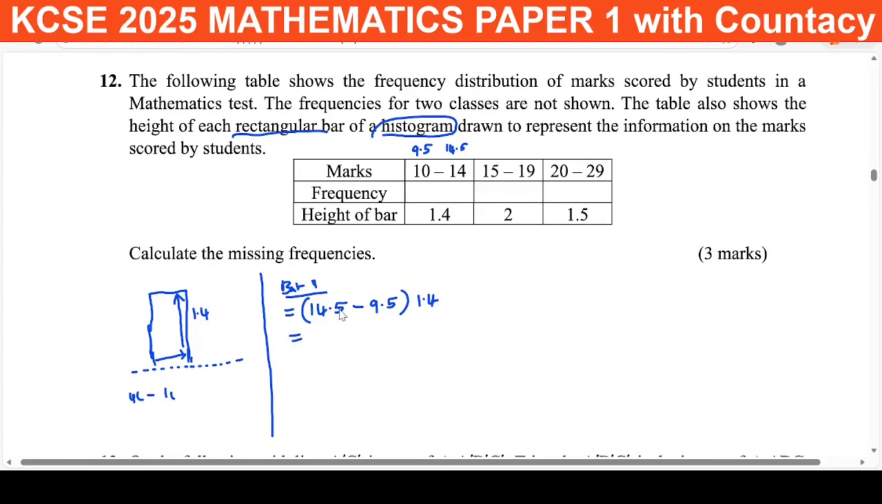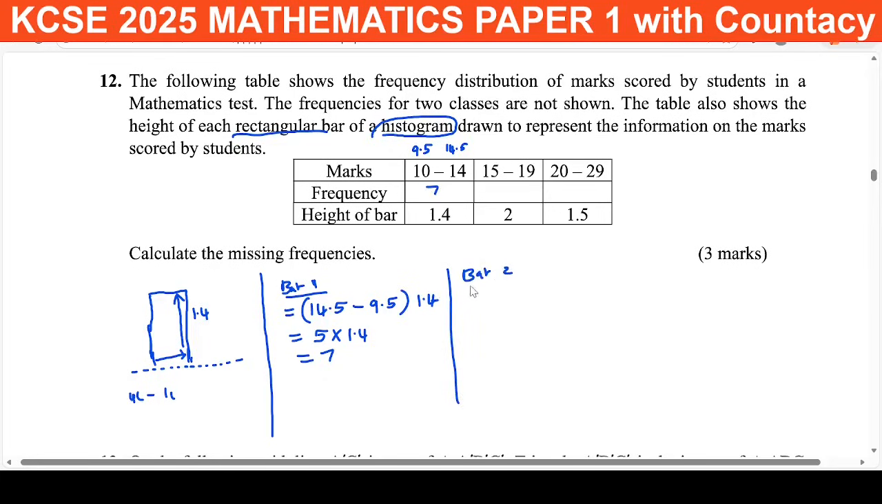So 14.5 minus 9.5, what do we get here? It's 5 times 1.4. This is like 14 times 5, which is like 7 times 10. That's 70, and then we minus the 0 to get 7. So the frequency for this one is 7. That's bar 1.